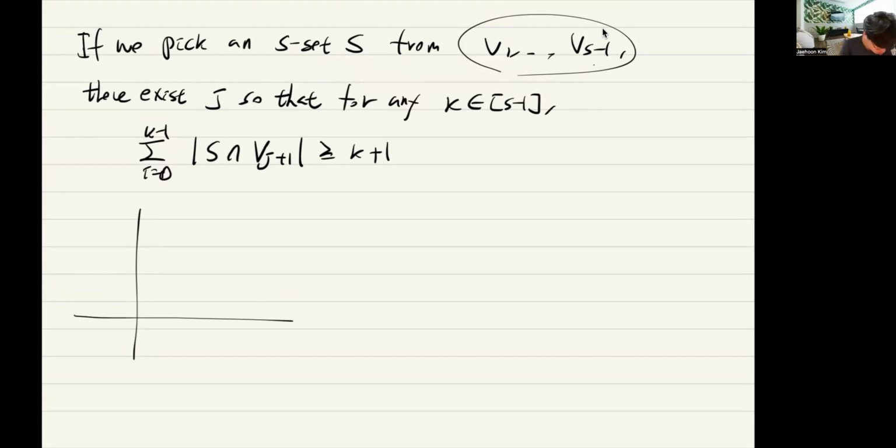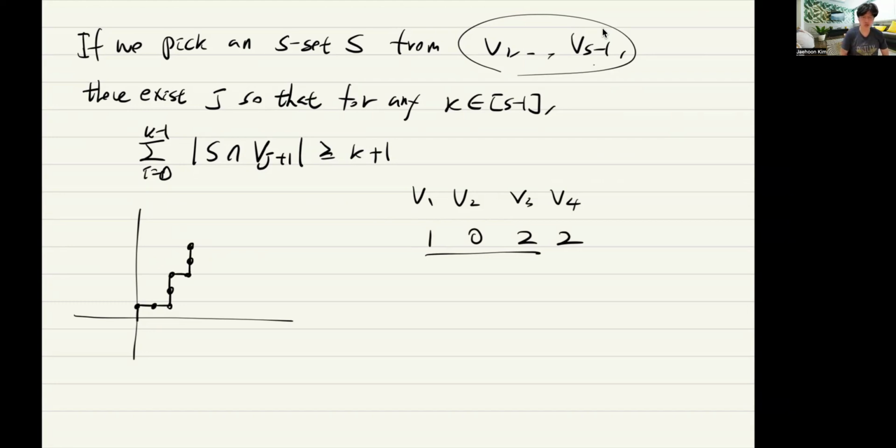For example, let's say your set is B0, B1, B2, B3, B4. You choose 1 vertex, 0 vertices, 2 vertices, 2 vertices. So S is 5. And what you do is you pick points 0, 1, and you add those two, then that's 1, 1. Then you add those, and then that's 3. So you move up by 2, and you move up by 2. So let's say you have this.